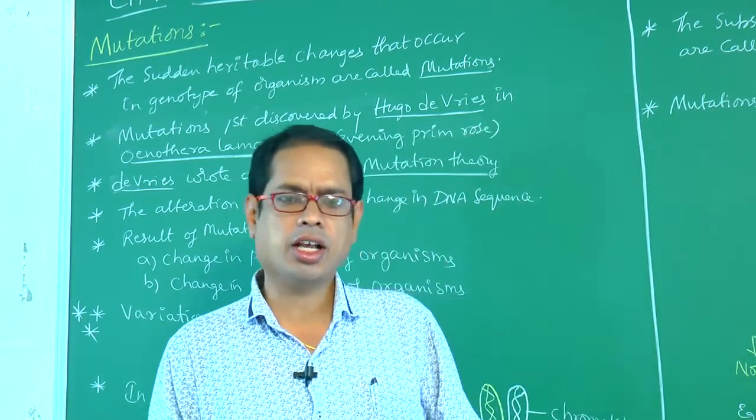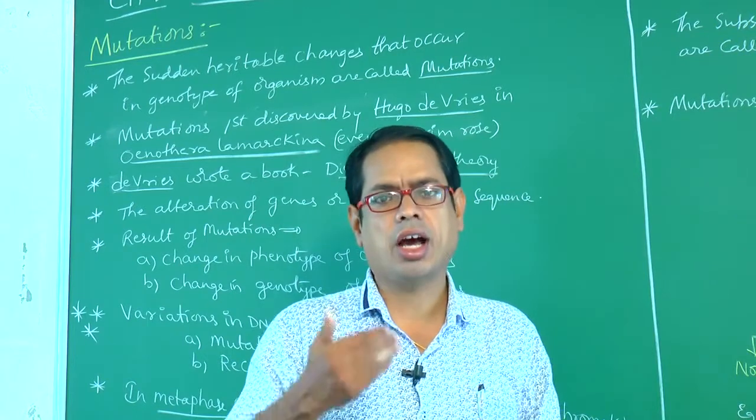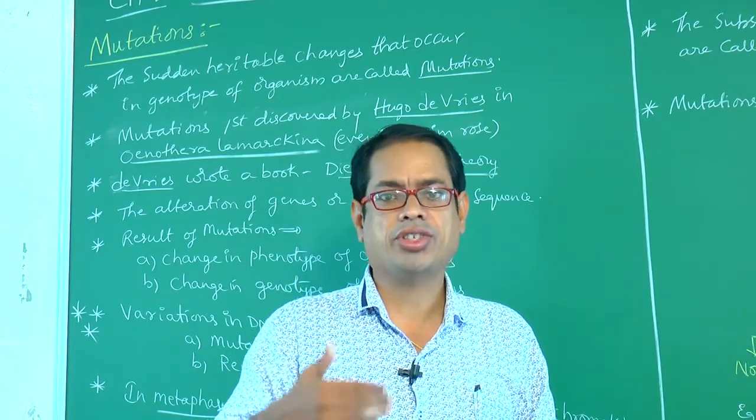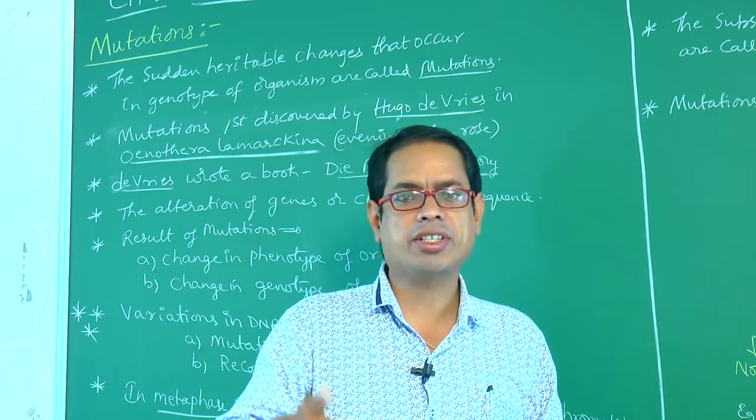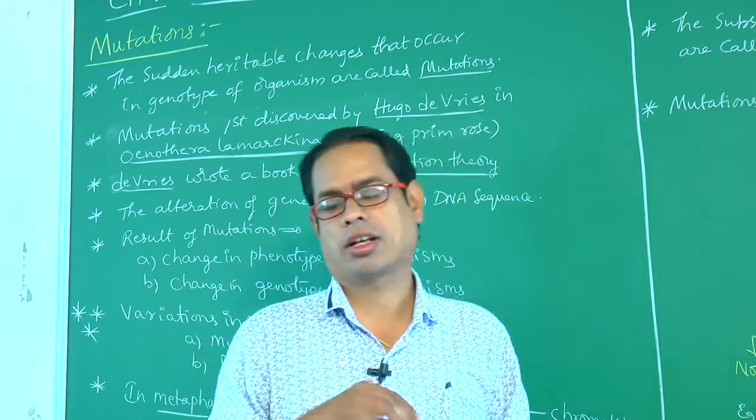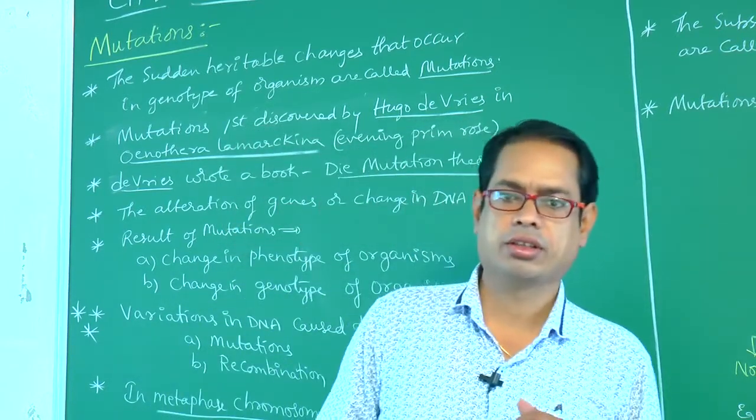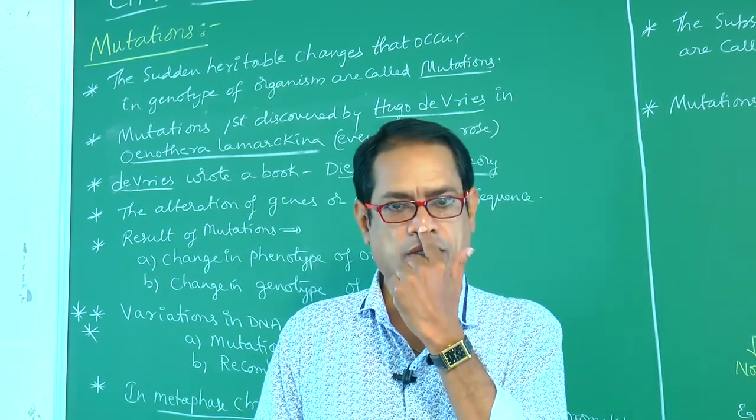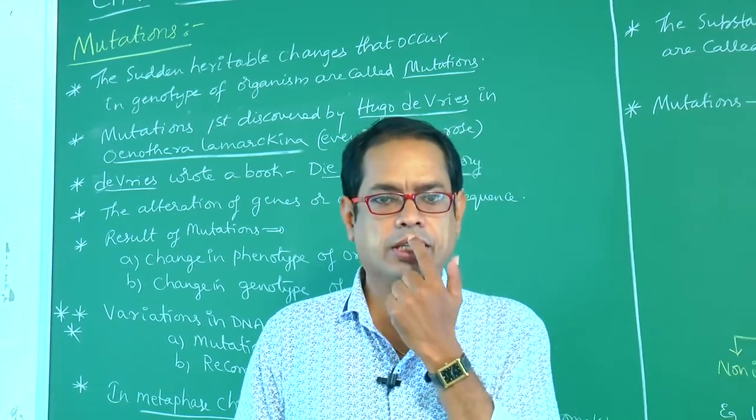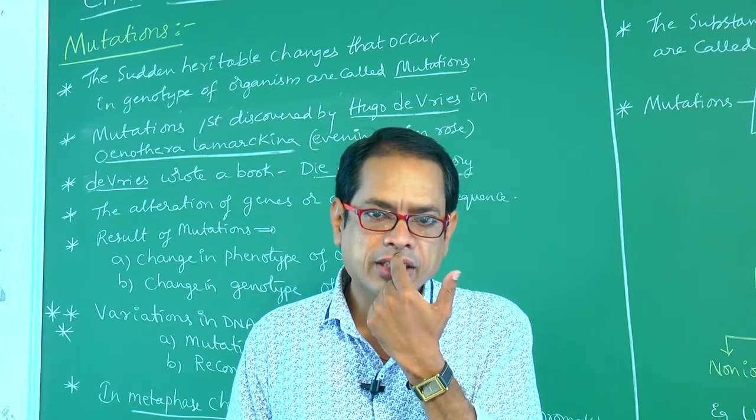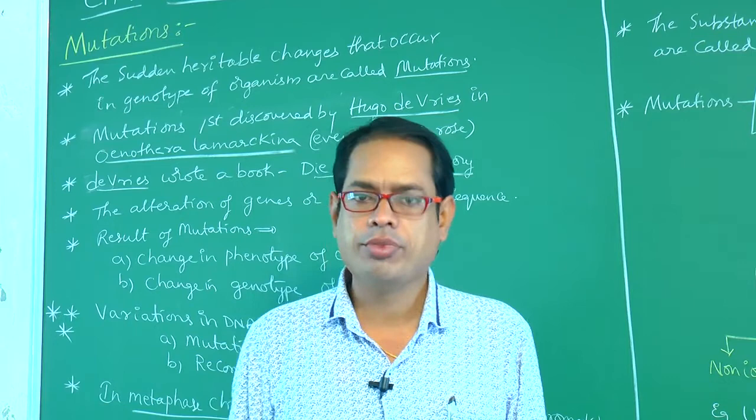When does this mutation occur? When a gene is altered, when a gene is changed, mutation occurs. When a DNA sequence is changed, mutation occurs. We often see some persons with the nose somewhat like this. In some persons, the upper lip may be split. These are all examples of mutations.